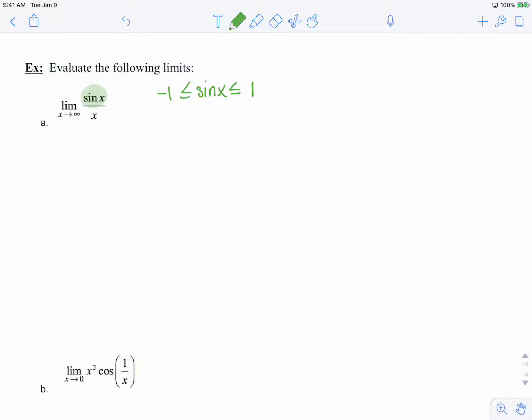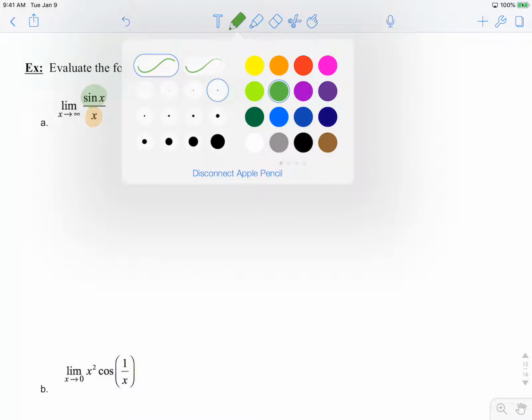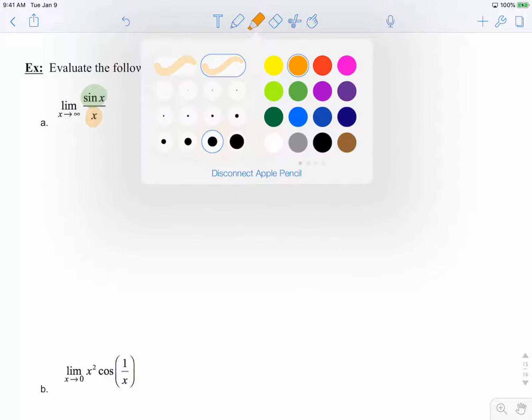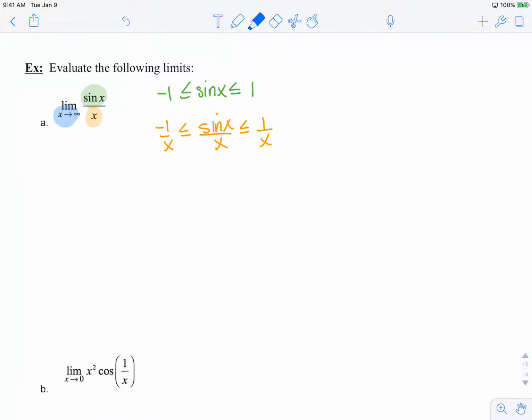And now remember, we're trying to create sine x divided by x. So now I can take each one of those pieces of my inequality and divide them by x without changing the value. Now, since we are focusing on as x is approaching infinity, we can assume that this is for all x greater than 0, right? We know it can't equal 0 because we'll have a vertical asymptote, but since we're approaching positive infinity, we can just say we're only focusing on positive x values.